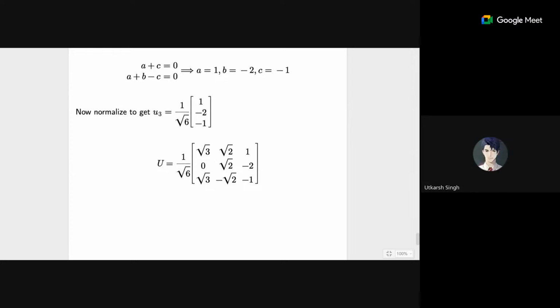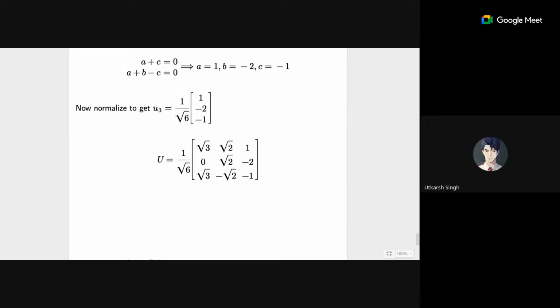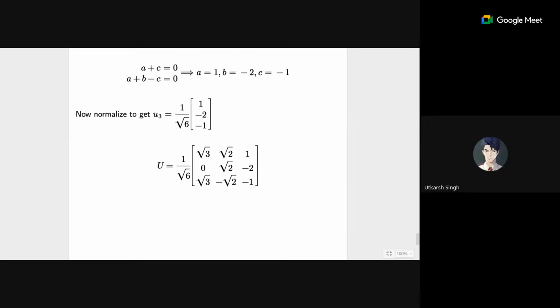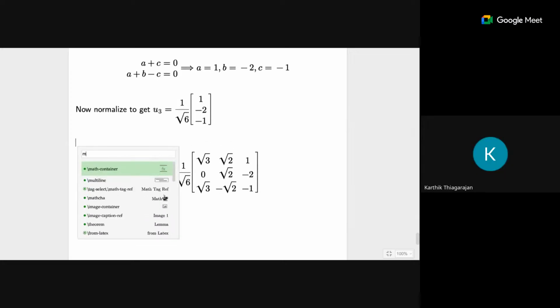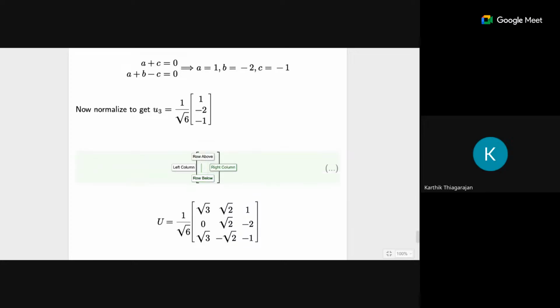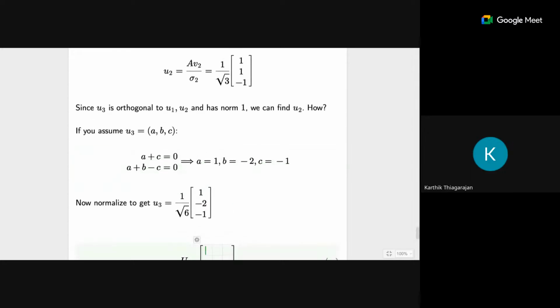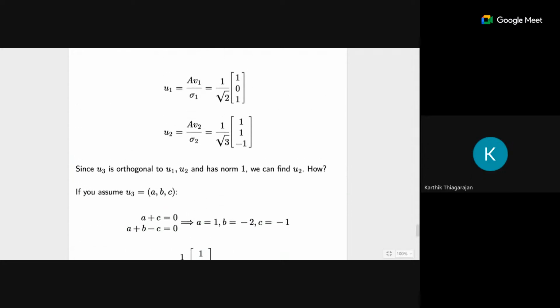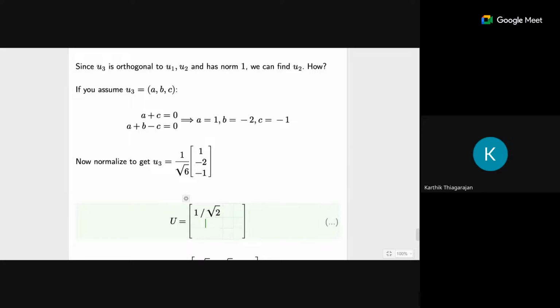Oh, ma'am, we are taking 1 by root 6 common from the whole matrix. That is all the columns. Yeah, that is what we are doing, right? So see, in fact, what was U? Maybe sir, you can add one of the matrix. Yeah, so I just add this. So this step was what? This was 1 by root 2, 0, 1 by root 2, right? So this was 1 by root 2, 0, 1 by root 2.